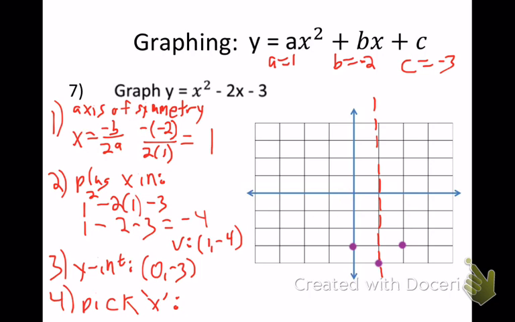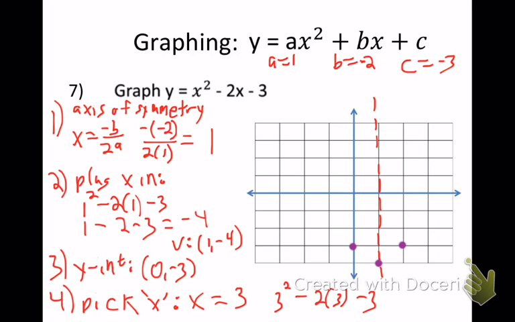What else can I not pick? Can't pick 0. That's my y-intercept. Can't pick 2 because that was the reflection. So, what would be the next best value to pick? Let's pick x equals 3. So I take 3 and plug it in for x. So I have 3 squared minus 2 times 3 minus 3.